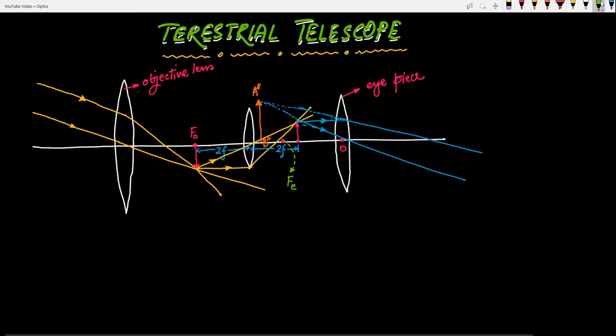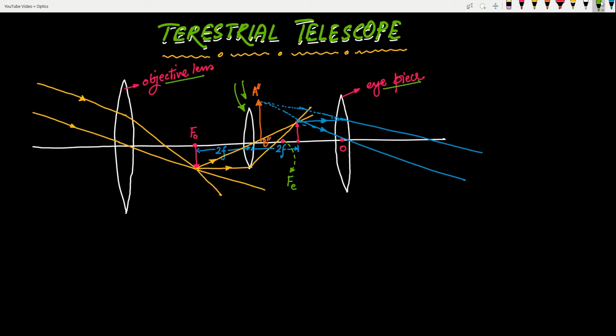Now let's look into the concept of the terrestrial telescope. It is similar to the telescope that we have learned. It's a little bit different because here we use an extra lens, as you can see here. We know what the objective lens is, the lens that is kept near the object, and we know this as the eyepiece lens because we are looking through this lens. The extra lens that we use here is this one, the middle one. So let's understand the functionality of that lens. Otherwise everything is similar to the telescope that we have learned.